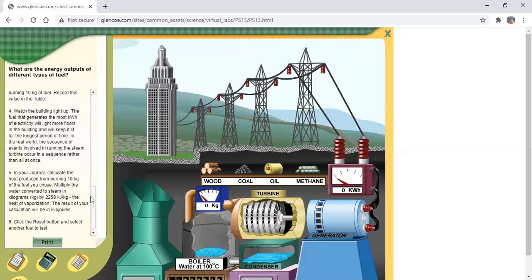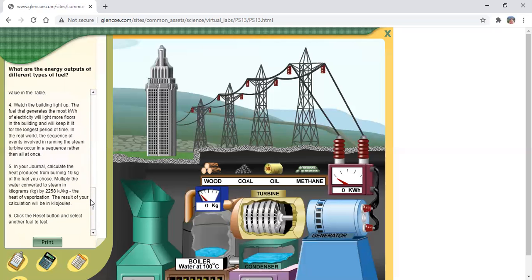Now it says in your journal, you're going to do this in your Google Sheet. In your journal, calculate the heat produced from burning 10 kilograms of the fuel you chose. Multiply the water converted to steam in kilograms by 2,258 kilojoules per kilogram, the heat of vaporization. The results of your calculation will be in kilojoules.